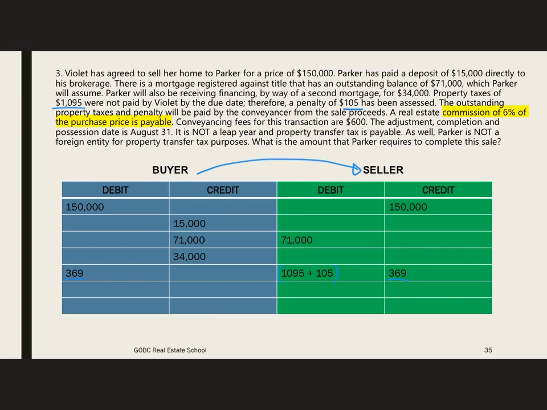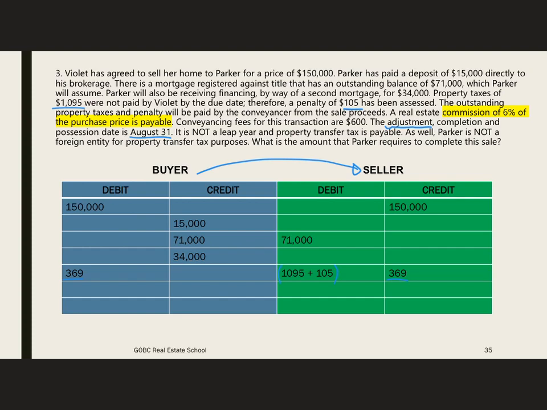Now, how did I go about that calculation? First, you need to count the days that the buyer is responsible for, right? So we look at that possession adjustment completion day, and the adjustment day is the day that we're concerned with. So it's August 31st, which means the buyer is going to be in the property for the lesser amount of time in the year. So we would find the buyer's portion and we debit the buyer and we credit the seller. So you find the days.